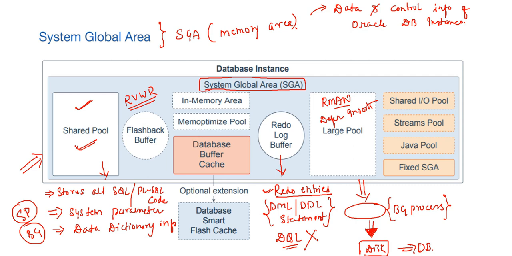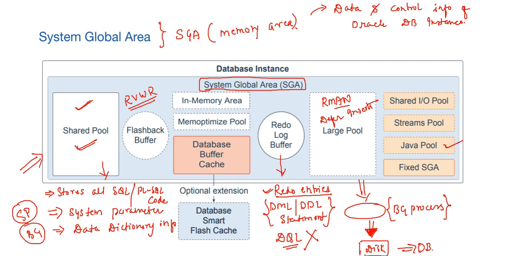We'll discuss each and every component in more detail, but as of now, our main objective is to learn about this shared system global area. So these are the components that reside under the shared system global area. Next, you can say the Java pool. All the Java related code and everything is present under this Java pool.